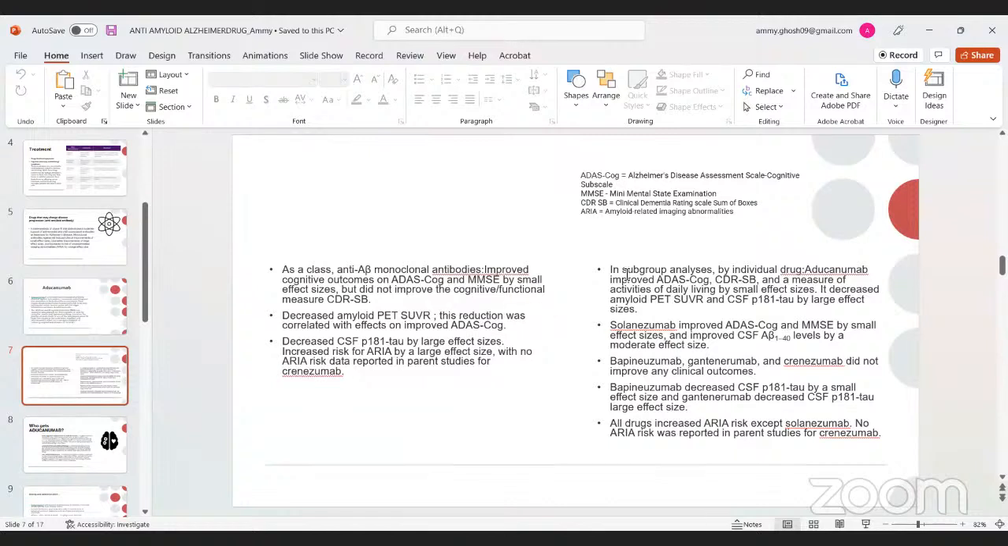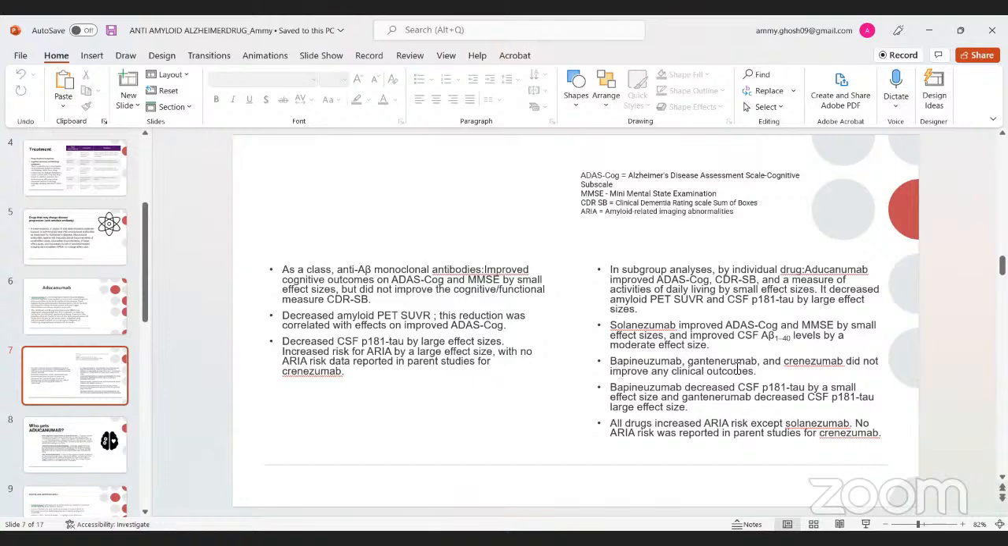On the contrary, in the subgroup analysis, we see the individual drugs. For example, aducanumab improved the ADAS score, the CDR, and a measure of activities of daily living by small effect size. It also decreased the amyloid in the PET scan, and in the CSF protein, it has also decreased the tau protein by large effect size. On the contrary, solanezumab improved the ADAS and MMSE by small effect size, and improved the CSF by moderate effect size.